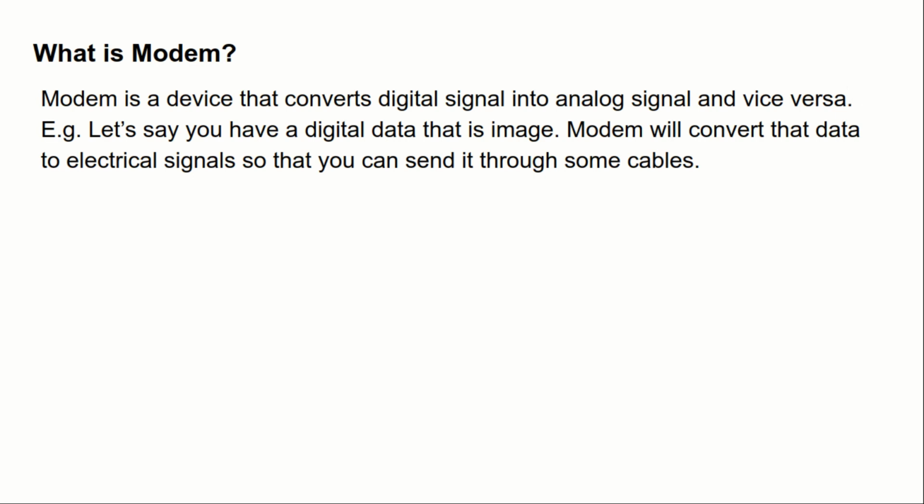You will send the data, and the modem will convert the digital signal of the image to electrical signals, and the electrical signal will be passed through cables. When that electrical signal is received by another modem, that modem will convert it back to a digital signal. And on the other computer the digital signal will appear in the form of an image. So modem converts the data to electrical signal so that you can send it through cables.